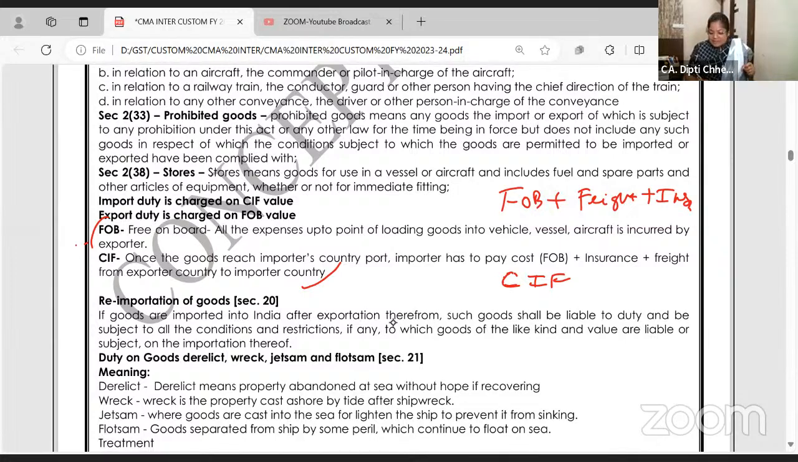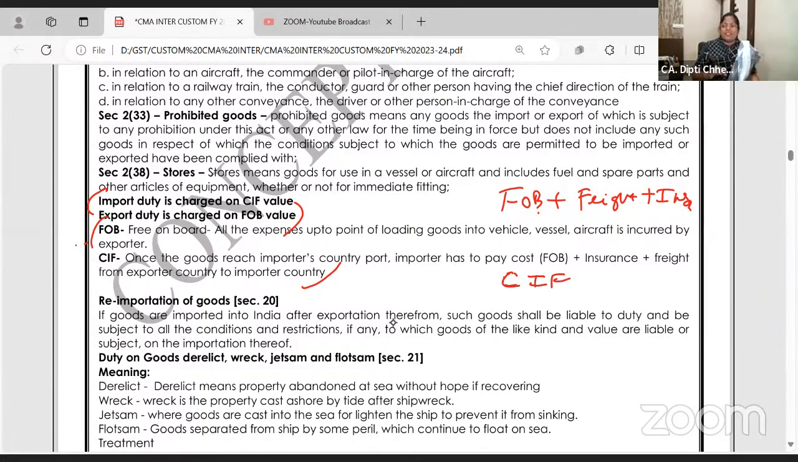Ma'am, customs duty is charged on what? FOB or CIF, dear students? CIF. That's why it is already given in both. When I import the goods, it's not only the exporter's cost. On the way, airways or waterways, whatever freight and insurance is incurred, that's also my responsibility. So the moment the goods come at the port, whatever is the expenditure till then, we will add.